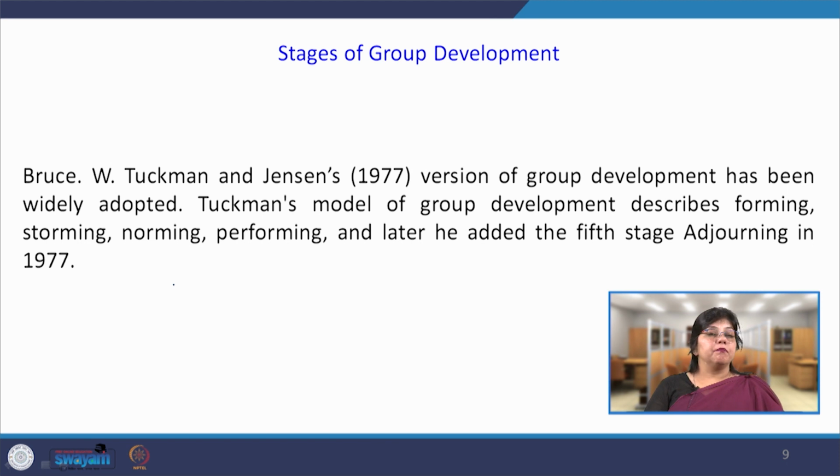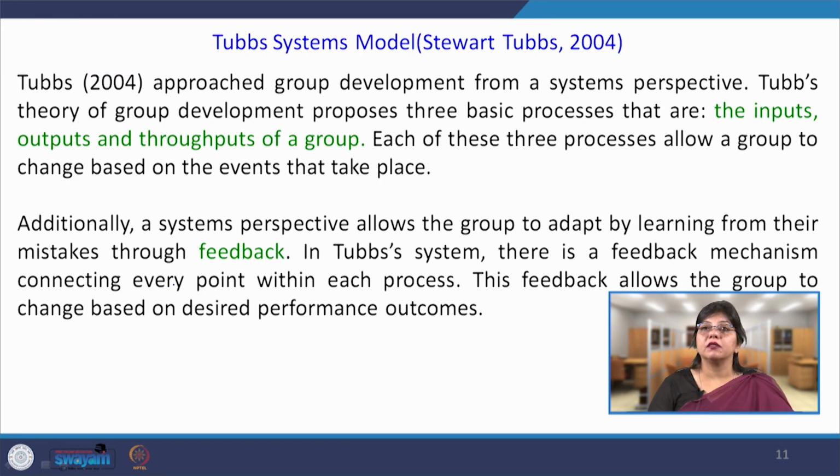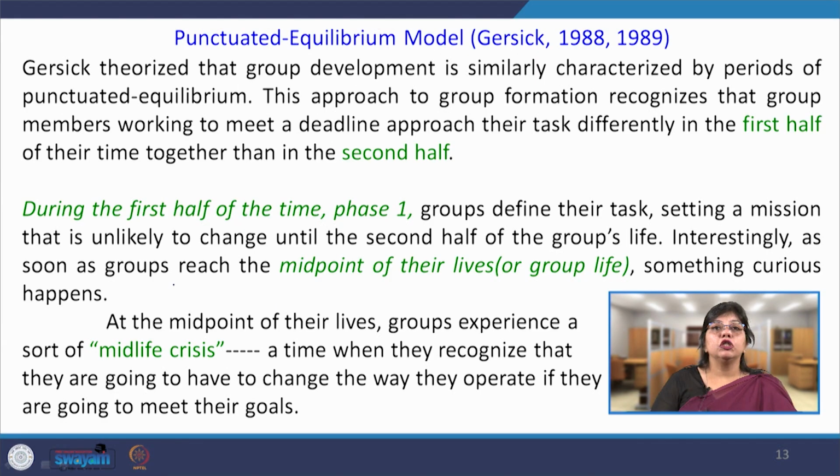So, no doubt members come together with a common or shared goal, but at the same time when people come together, they experience a lot of difference of opinion. According to how this difference of opinion can be rectified or resolved, social psychologists have identified three approaches that lead to group development and how shared goals are achieved. The first approach was given by Tuckman and Jensen's group development process. Then we have Tubbs's systems model, and the other is the punctuated equilibrium model.